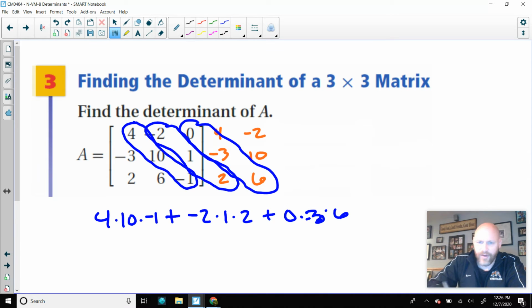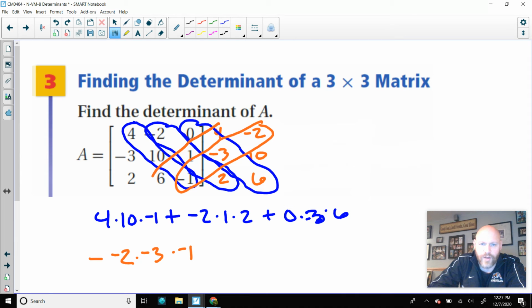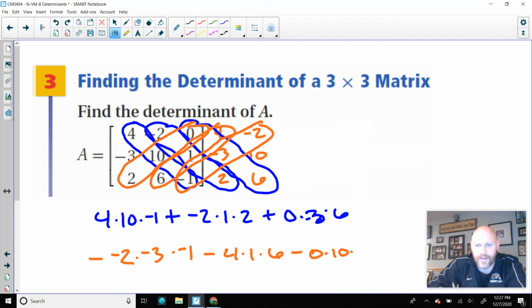All right, great. Now that I have all those numbers in order, I'm going to start in this corner over here and work backwards. Because I'm going from right to left, I'm going to subtract -2 times -3 times -1. Then I'm going to take the 4 times 1 times 6, and again, because I'm going backwards, I'm going to subtract 4 times 1 times 6. And then I'm going to grab the last row, which will be easy because it's got a 0 in it. I'm grabbing 0, 10, and 2, and I'm going to subtract 0 times 10 times 2.